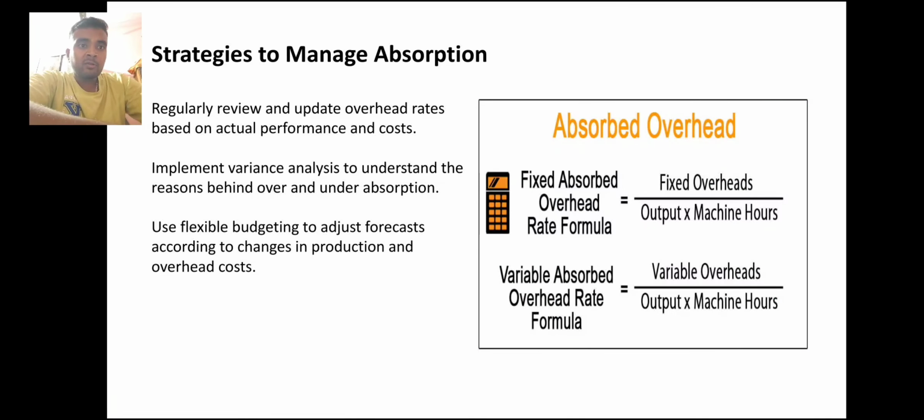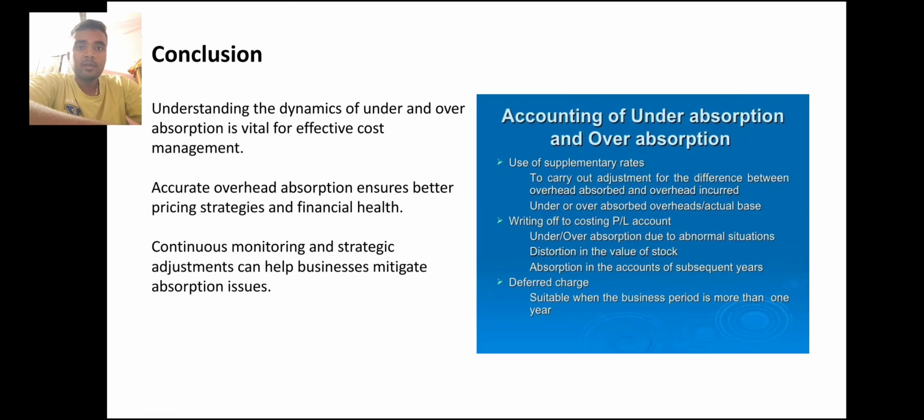Fixed absorbed overhead rate formula is equal to fixed overhead divided by the output x machine hours. And variable absorbed overhead rate formula is equal to variable overheads divided by output x machine hours.